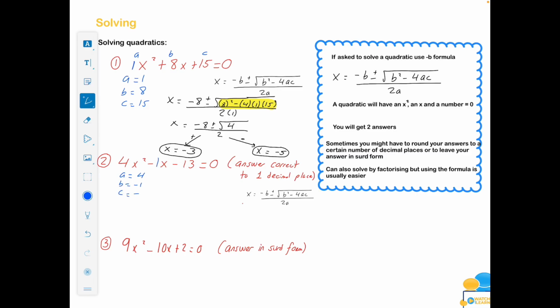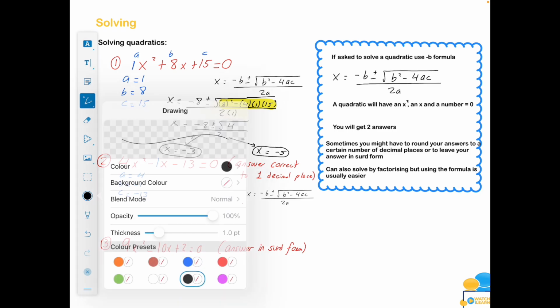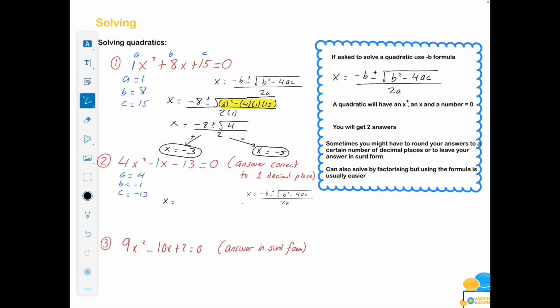So we're going to say that a is the number in front of x squared, which is 4. b is the number in front of x. Remember, we can write a 1 there, so b is minus 1. And c is the number on its own, so c is minus 13.